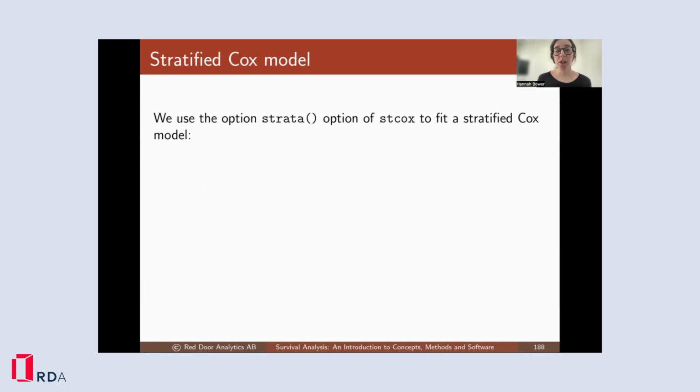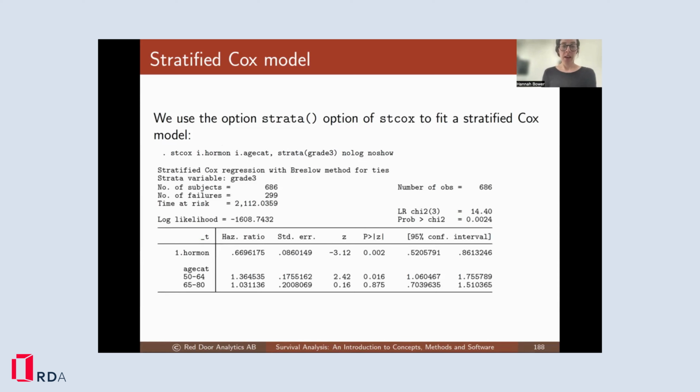So what we do is we use the strata option of the stcox command in Stata to fit a stratified Cox model. It looks something like this. So we have a similar command to what we've used before, stcox for the Cox model. We have our exposure of interest, hormone. We have our age category, and we don't have grade, but we have grade included in this strata option here to say we want to fit a stratified Cox model using grade 3 as a strata. And then the outcome looks like this.